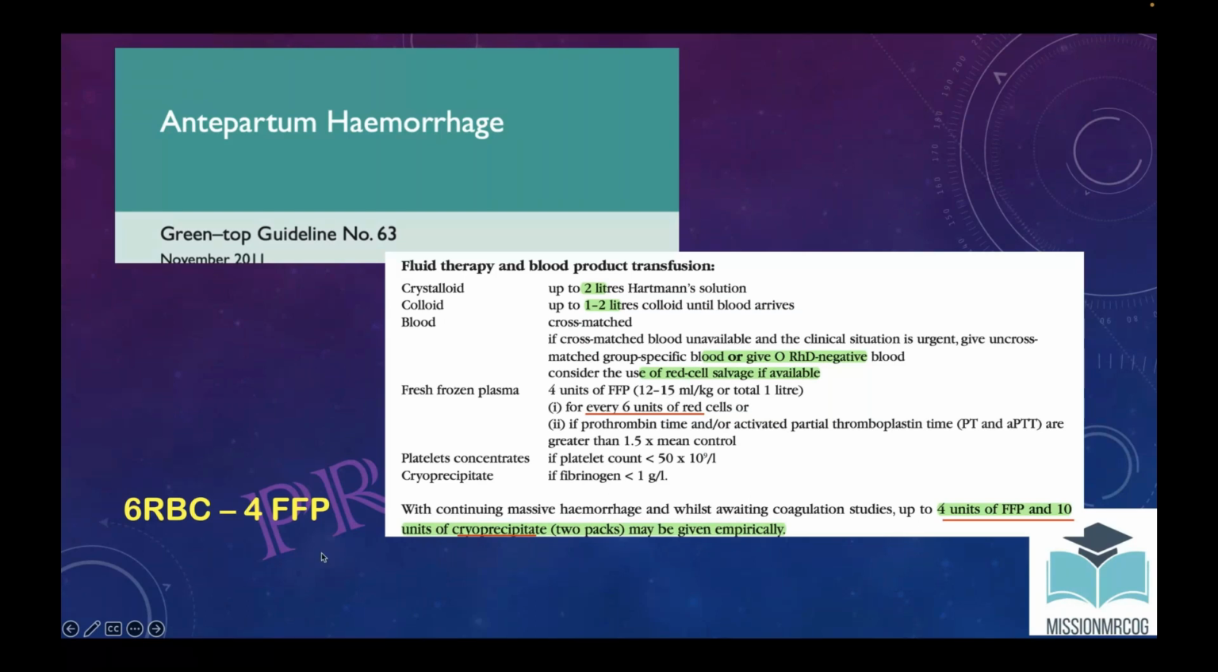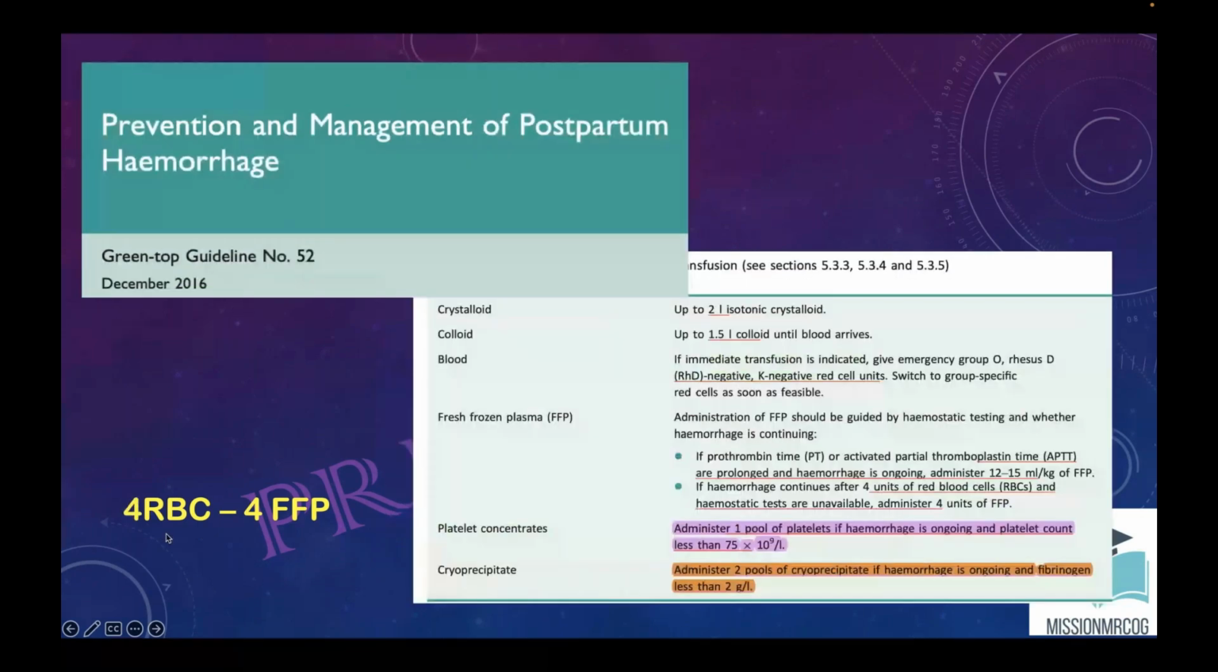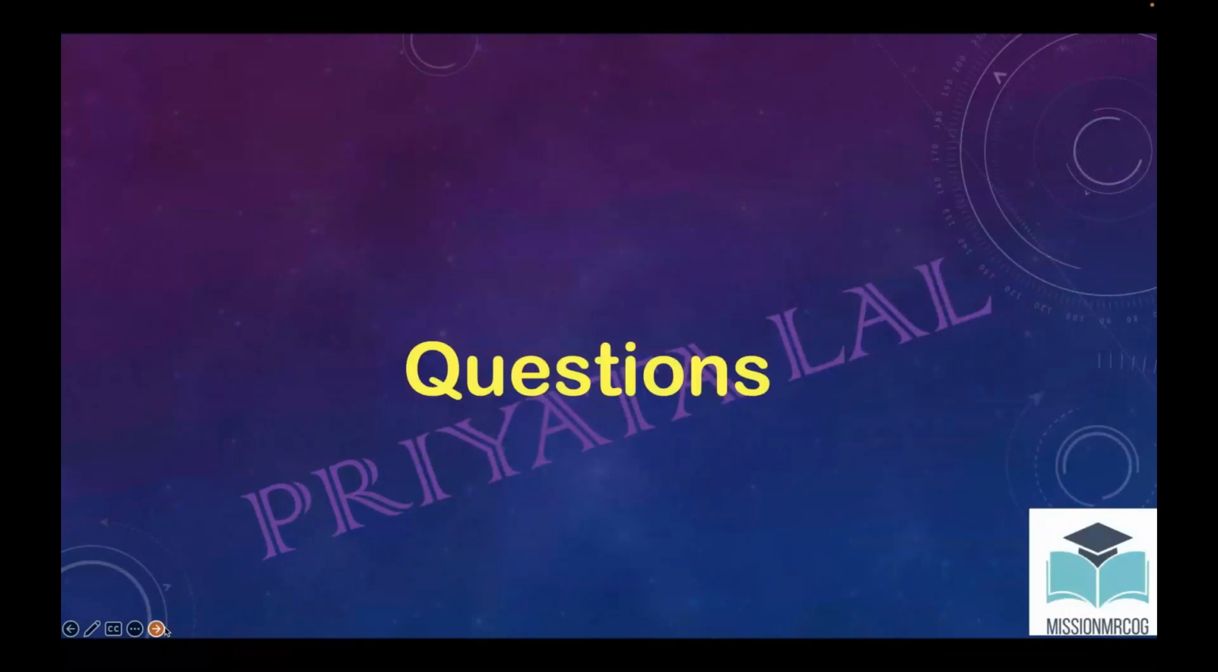But if you consider according to the units, then antenatal it is 6 RBC and 4 FFP, postnatal it is 4 RBC and 4 FFP. So this is the difference that you should be aware of. That's all about your blood transfusion guideline also. So that's all I had to say.